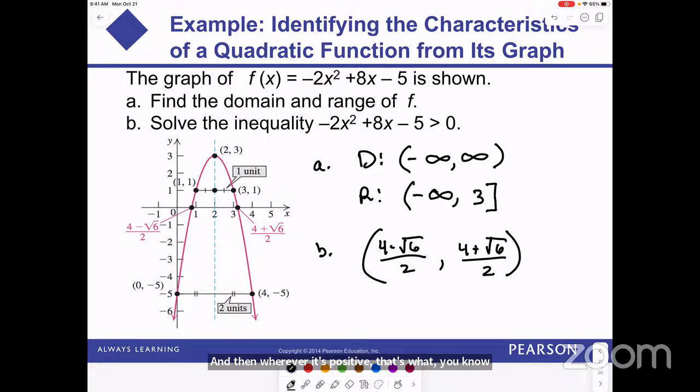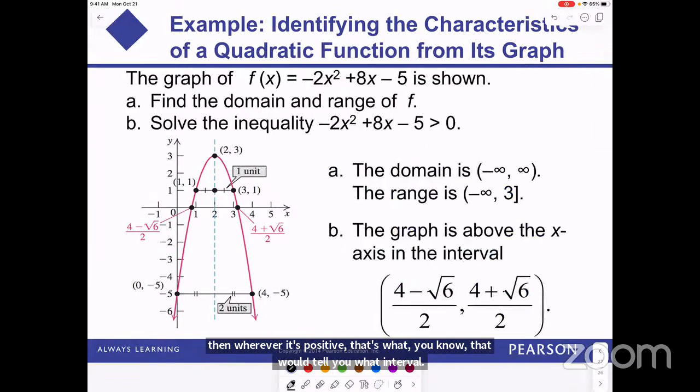Okay, let's see the way the textbook did it. Yeah, that's fine. The graph is above the x-axis in the interval. Okay, we've got like 3 minutes.